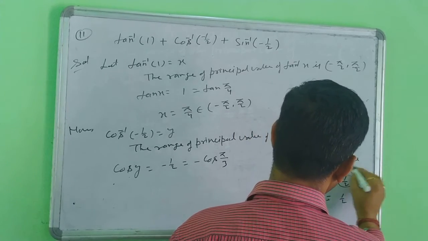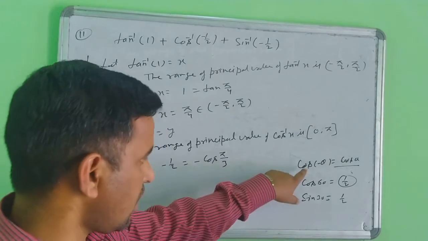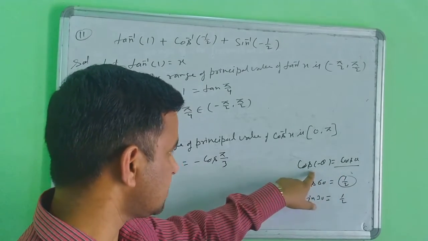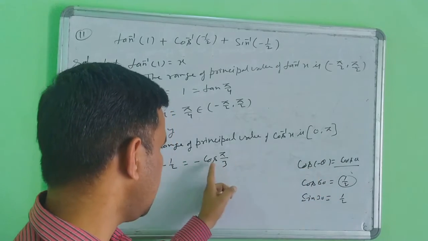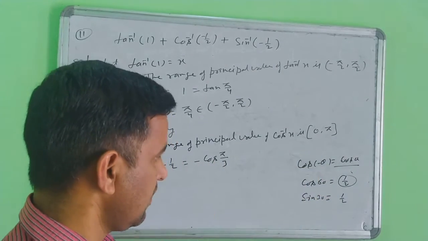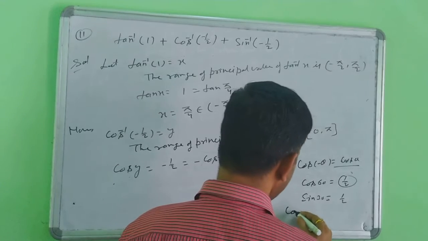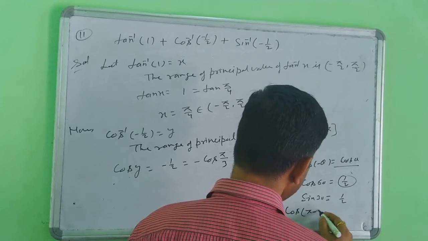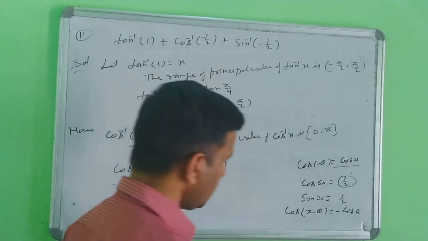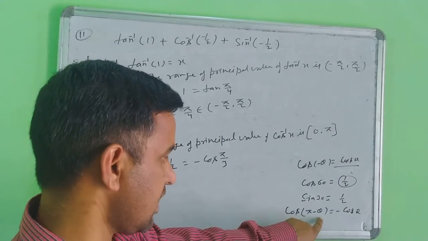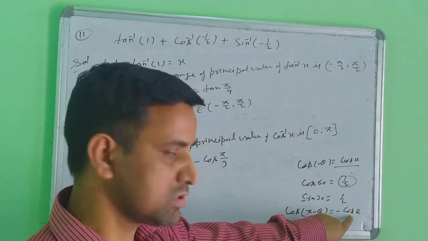This is the fourth quadrant, where cos is positive. In the fourth quadrant cos is positive. It means when you apply cos minus theta here, the sign will be converted to positive, but this is wrong. So you will use a different angle: cos of pi minus theta equals minus cos theta. When you use cos pi minus theta, the result becomes minus cos theta.